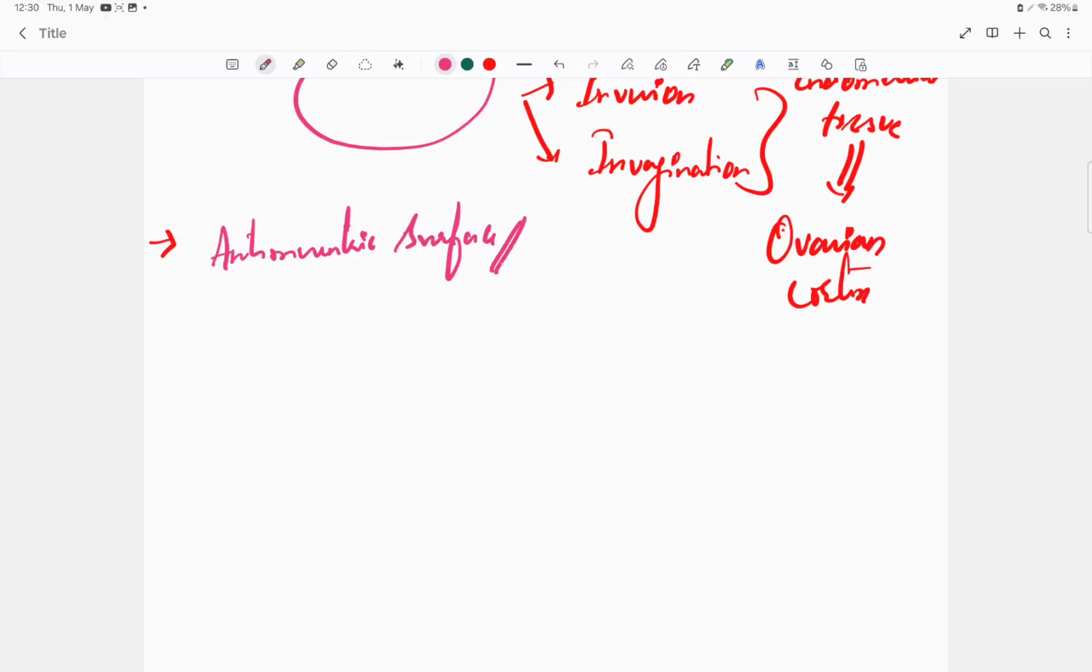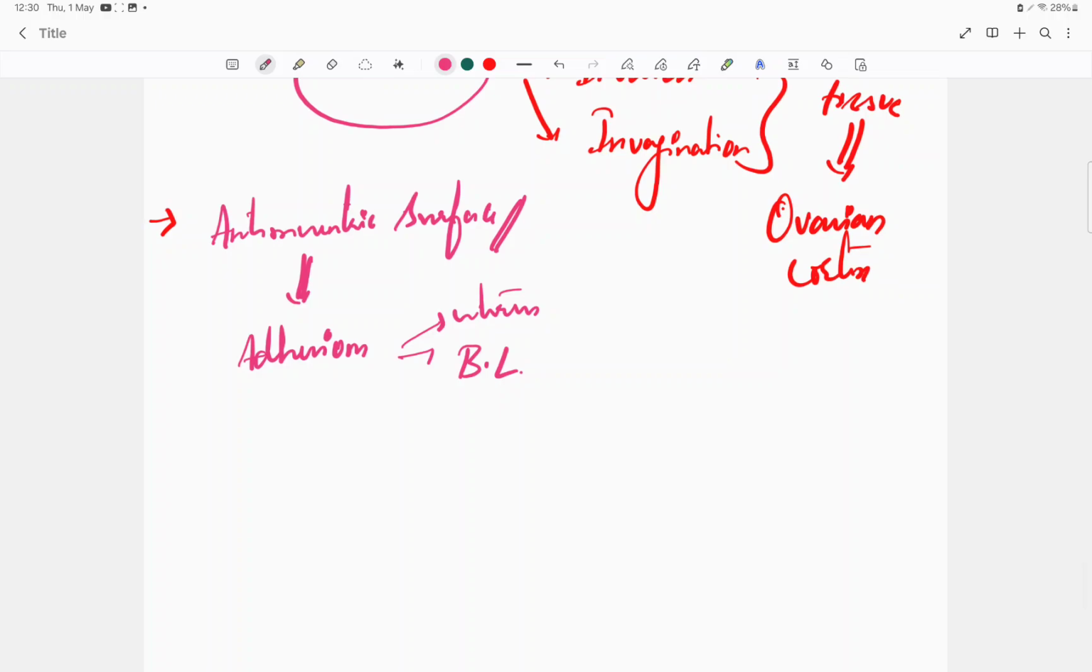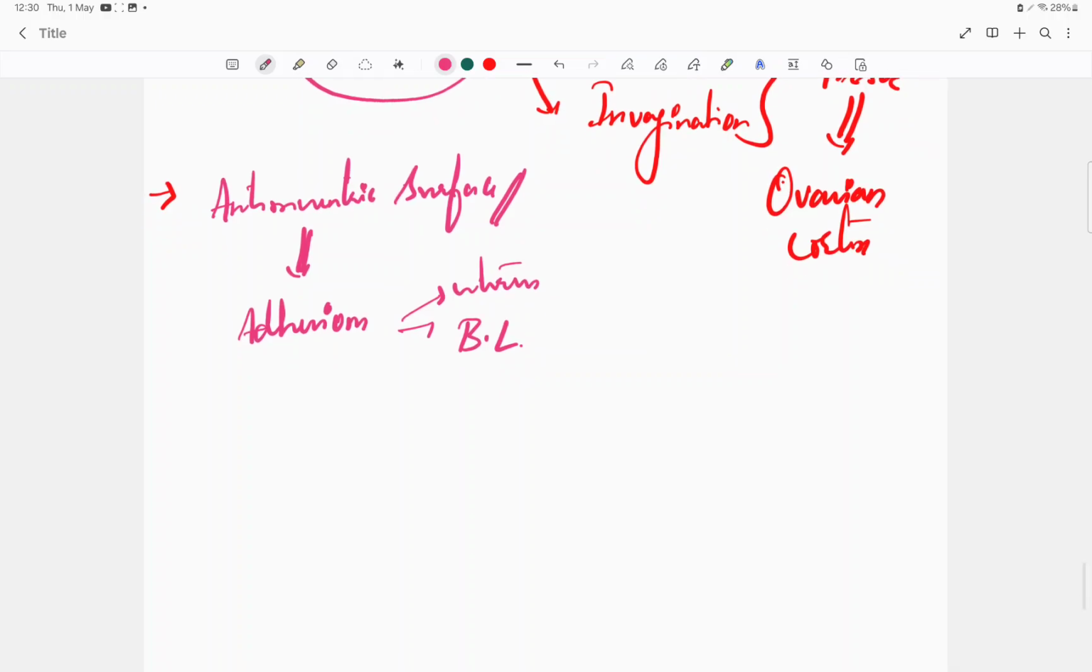It leads to the anti-mesenteric surface. Development happens generally on the anti-mesenteric surface of the ovary, causing adhesions. So this leads to adhesions too. Which structures does it lead to adhesions with? The surrounding structures, obviously: the uterus, the broad ligament. BL means broad ligament. And other structures as well.